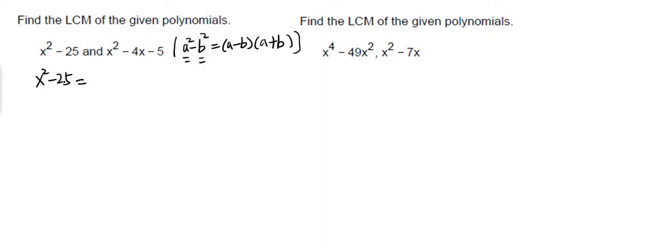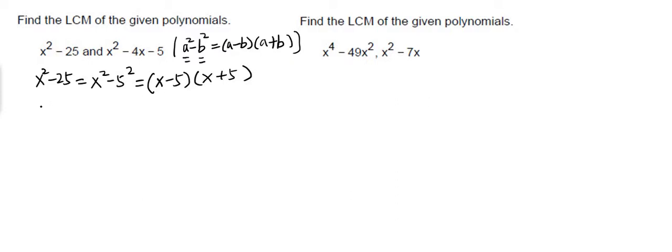Here a is x. How about the b? For the b, we can write it as 5 squared, right? 25 equals 5 squared. So now we get x squared minus 5 squared, a equals x, b equals 5. Then we can factor it as x minus 5, x plus 5. Okay, so that's the factoring for the first polynomial.